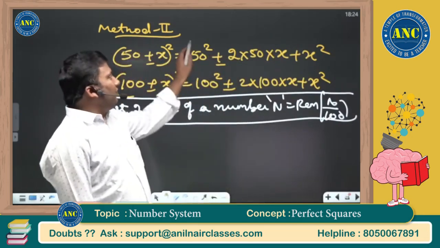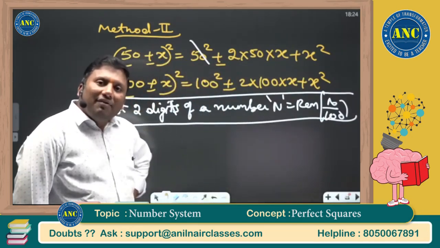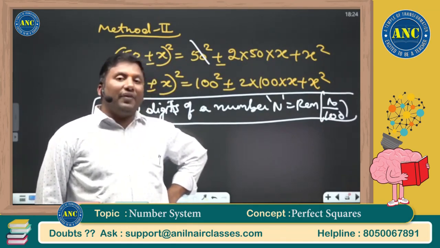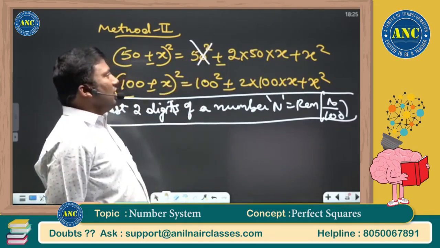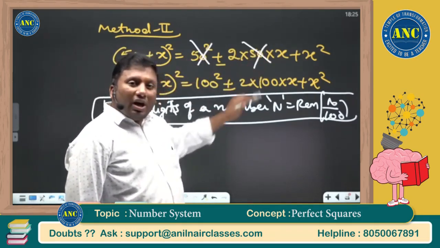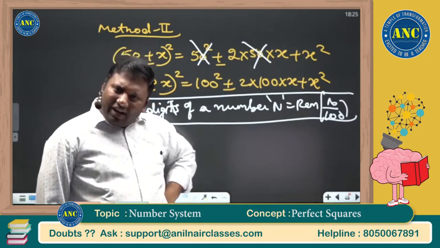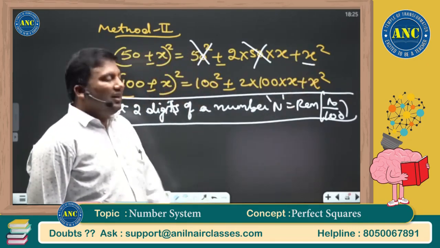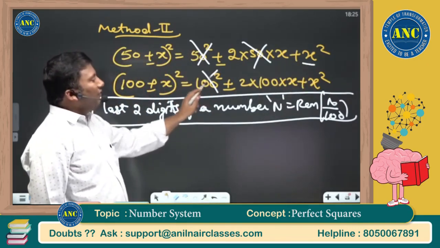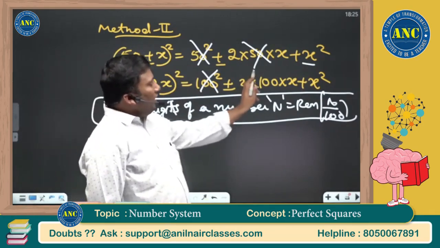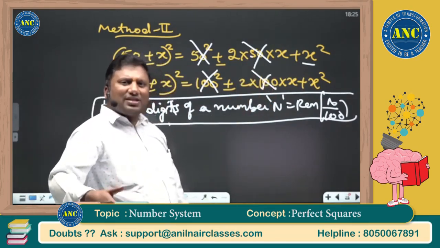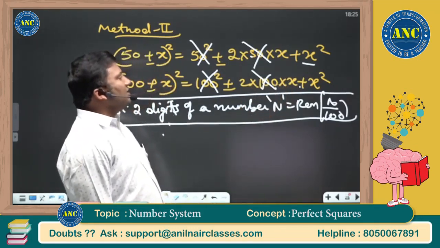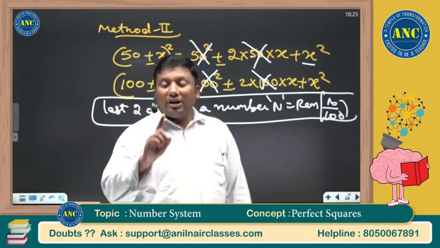Now see here, 50 square. What is 50 square? 50 into 50, 2500. Is it divisible by 100? Perfectly divisible. What is the remainder? 0. 100 into any number is perfectly divisible by 100, definitely yes, remainder 0. What is left over? X square. 100 square is perfectly divisible. If it is working for 50, obviously it should work for all the multiples of 50. These also are perfectly divisible. What is the remaining? X square. Make a note in your notebook.